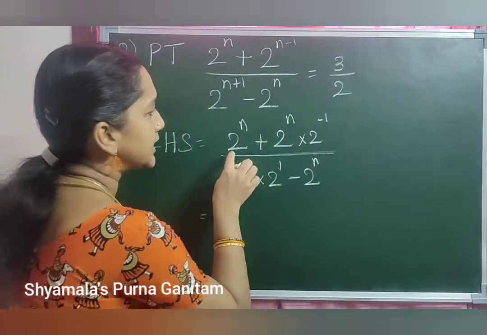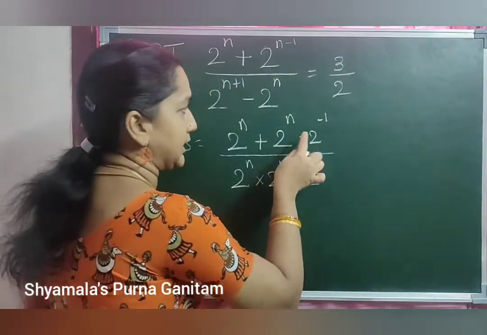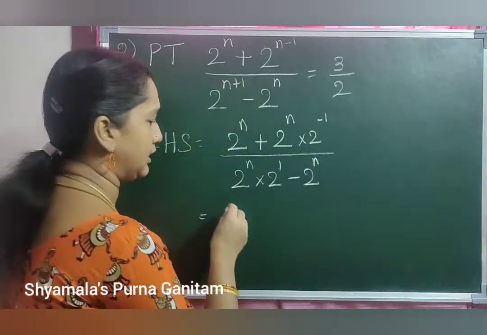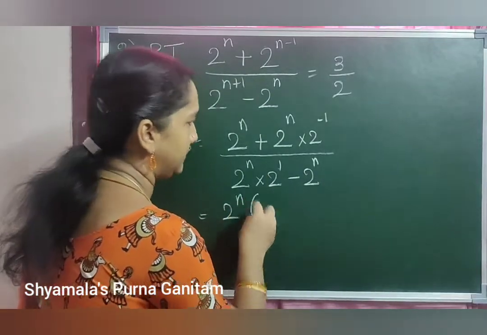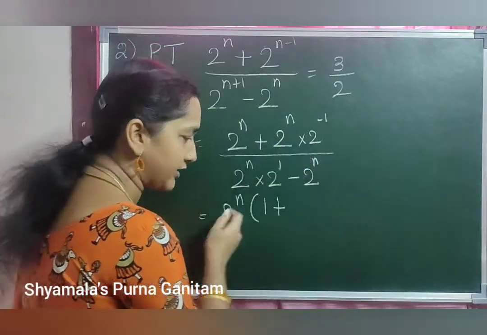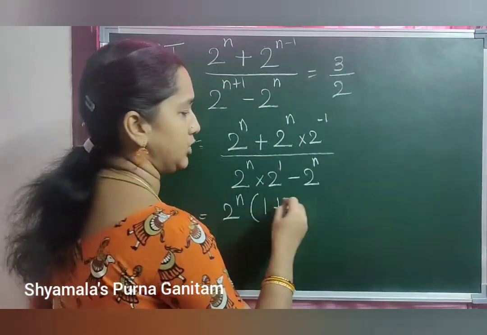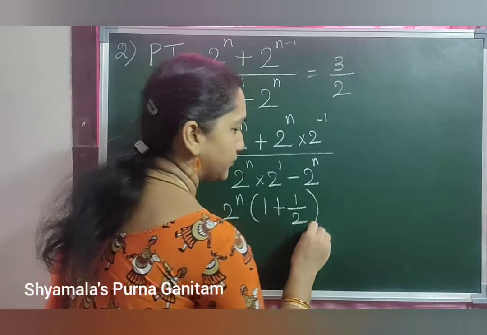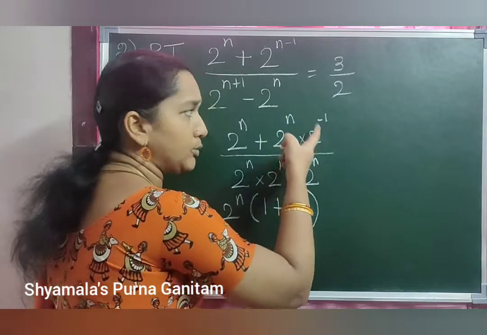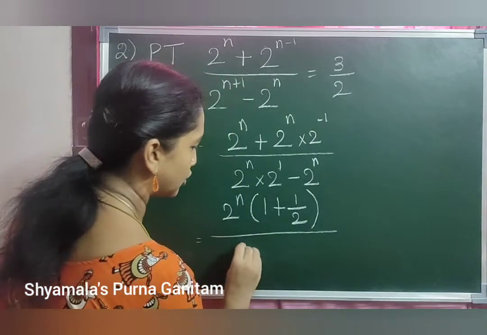Okay, so again in this, here 2 power n for this term and here also 2 power n for the second term is common. Same way for the denominator also. So I am taking the 2 power n outside. So 2 power n, when you are bringing it out, 1 plus, here this is 2 power n, already you have taken it out. So balance you have 2 power minus 1. So that 2 power minus 1 you can write as 1 by 2. So this is 1, 2 power 1. When you are bringing this 2 power 1 to the numerator, it will become 2 power minus 1.